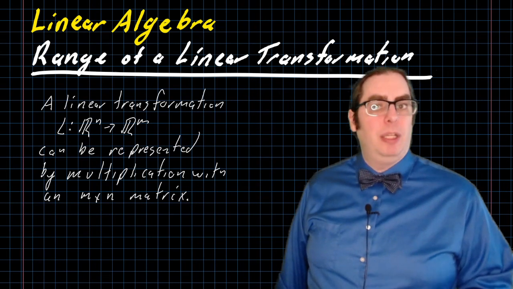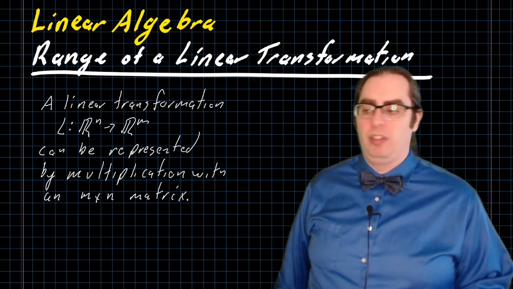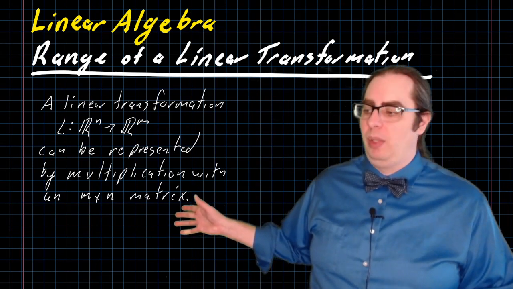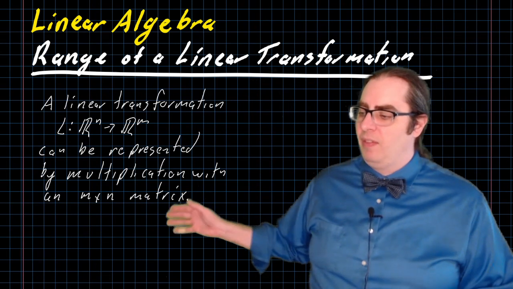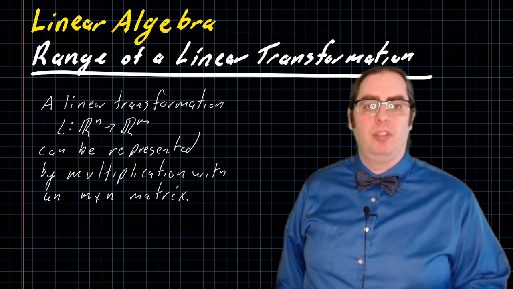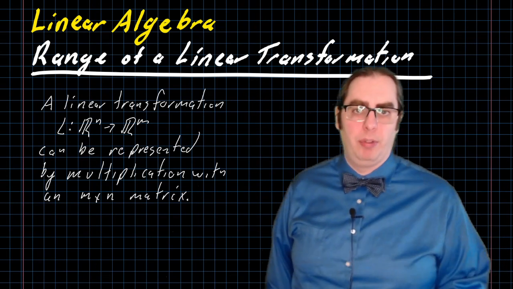And a transformation is linear if it has certain behaviors around linear combinations of vectors. The result that we came up with from that previous video is that if a transformation can be represented by multiplication by a matrix, then it is a linear transformation. And if it's a linear transformation, you can always form this matrix.